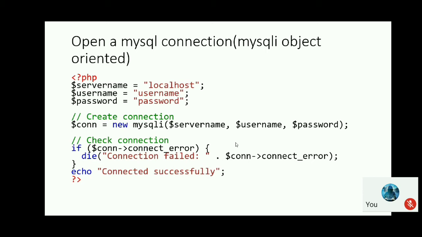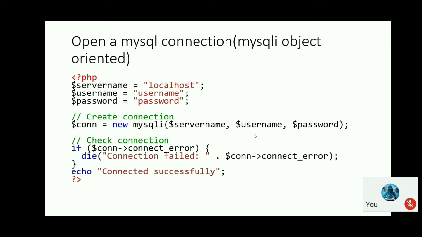Die with the message connection failed, and you will get the connect error over here. So dollar connection connect error will give you what kind of error occurred while you try to establish a connection. If this connect error is false, this will not get executed, and you will get the message connected successfully. But this code should be given in else format, and I have not given it in else format. So even if the connection fails here, it will give me the statement connected successfully. We will just go to that.